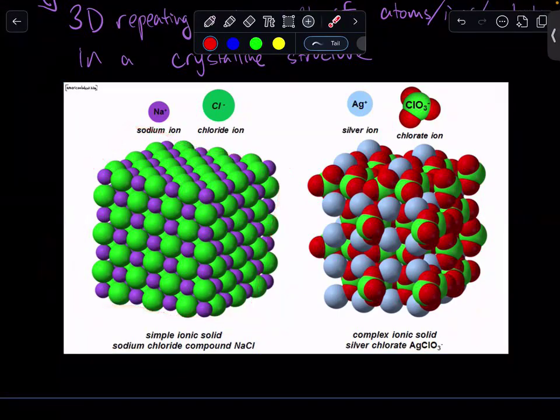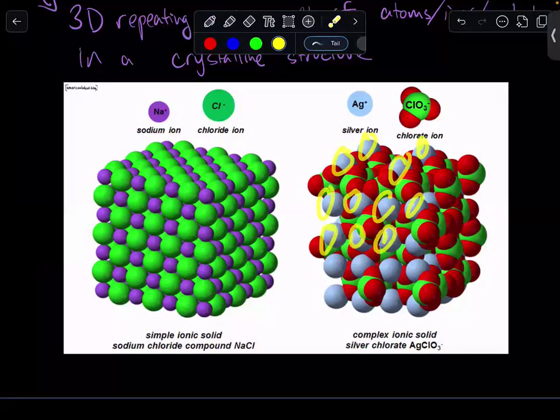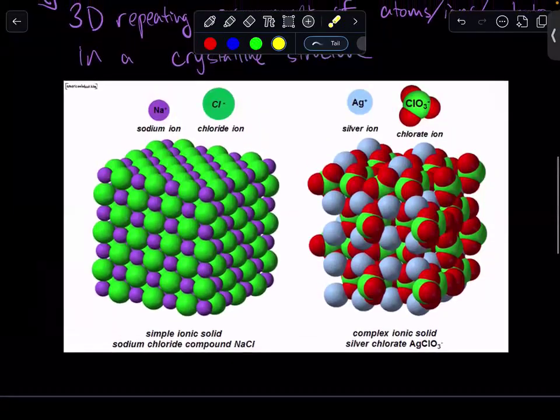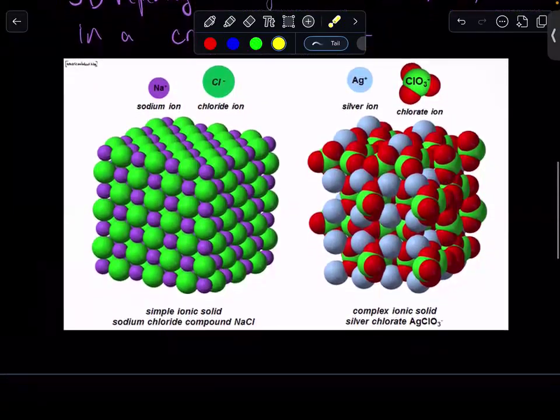However, if we have something with a polyatomic like chlorate, we can still get the same structure. And it looks a little different because we have these large polyatomic chlorate molecules going through, but it is still just a repeating lattice structure. We have these cations evenly spaced, and we have these anions also evenly spaced. And it doesn't really matter. Even when we have multiple cations and anions in a different ratio other than 1-to-1, we can still get a lattice structure.